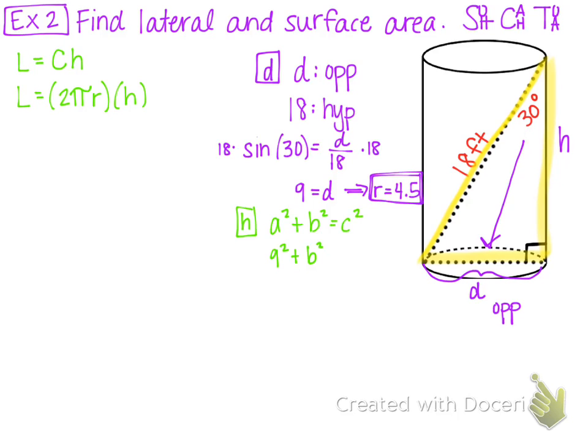I'm going to make that the height, so let's put h squared is equal to 18 squared. So 9 squared, 81, plus h squared equals 18 squared, which is 324. If you subtract 81 from both sides, you get h squared is 243. And then lastly, take the square root, and the square root of 243 is 15.59.